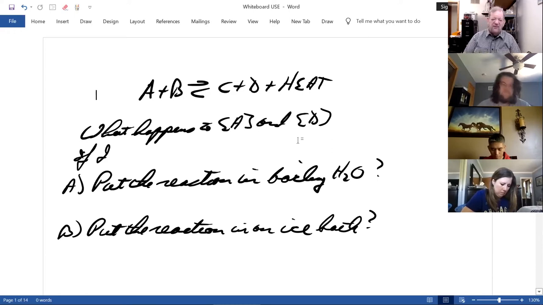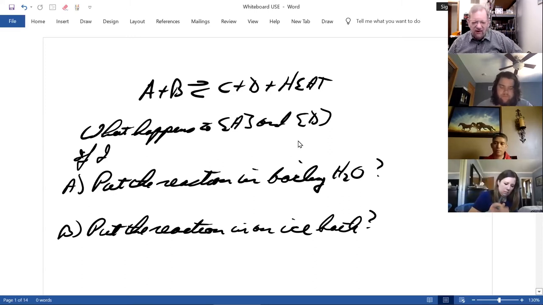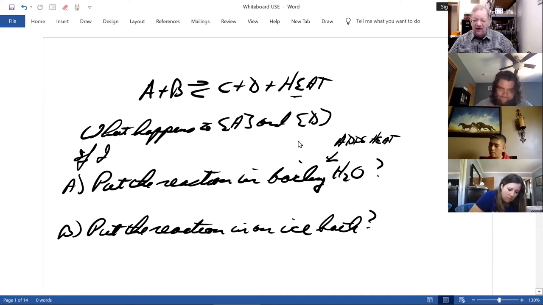All right. Everybody done? Let's do this. All right, what does boiling water do? It adds heat. So at equilibrium, there was a certain amount of heat, now there's too much. And the equilibrium says, oh no, I've got too much heat. How do I get rid of the excess heat?